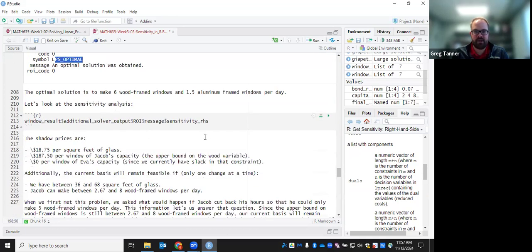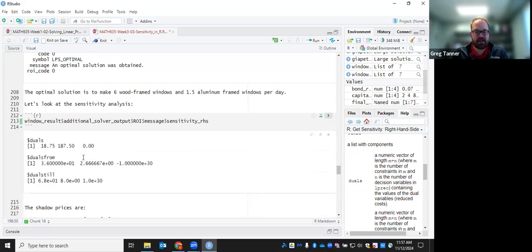Now let's look at the sensitivity analysis. Looking at the right-hand side, we get duals of 1875, 187.50, and 0. What we want to interpret this as is the dual for the one constraint that we have. So this is the shadow price for the amount of glass that we have available. So we're willing to pay 1875 per additional square foot of glass that we could obtain.